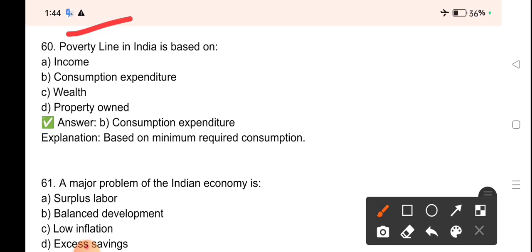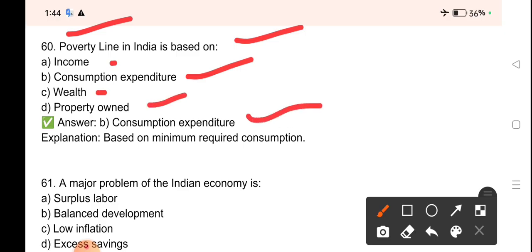Poverty line in India is based on income, consumption expenditure, or wealth? Poverty line is based on consumption expenditure. Consumption expenditure is the basis of the poverty line in India, based on minimum required consumption.